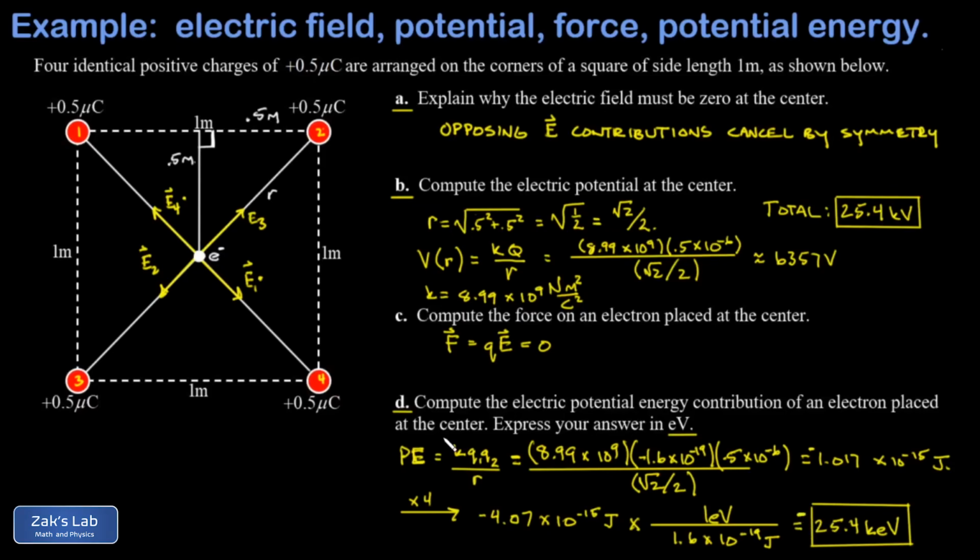Now our alternative solution, basically the shortcut here, is to realize that in part B, because we already computed the electric potential at the center, and because I'm sticking an electron there, well, I know how many volts potential is at the center. And if I put an electron there, the energy is going to be the same number of electron volts. So this is our shortcut. I'm going to end up with 25.4 kilo electron volts with a minus sign out in front because it is a negative potential energy. And we're done with the problem.